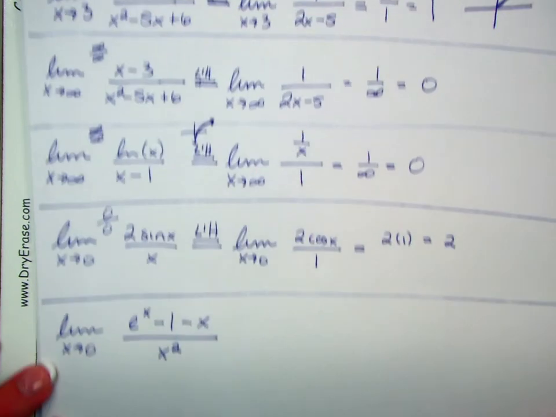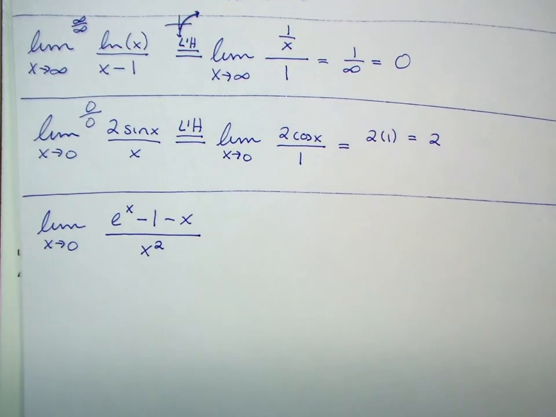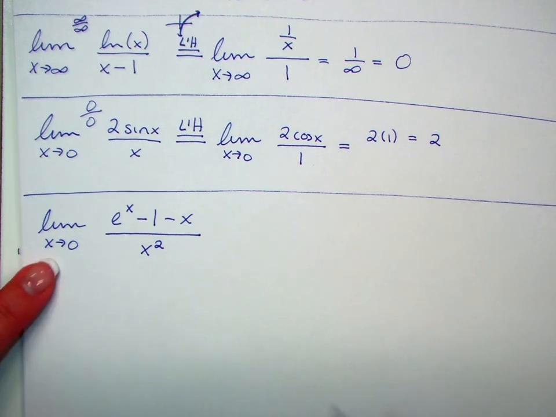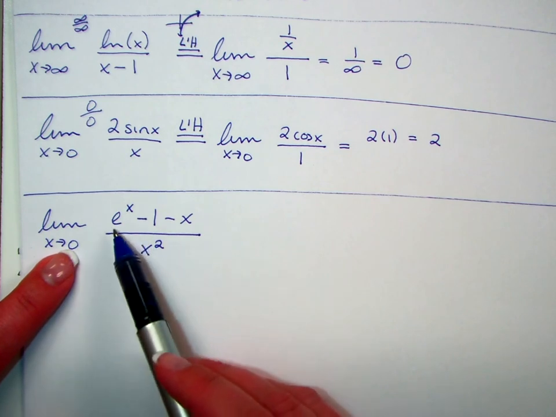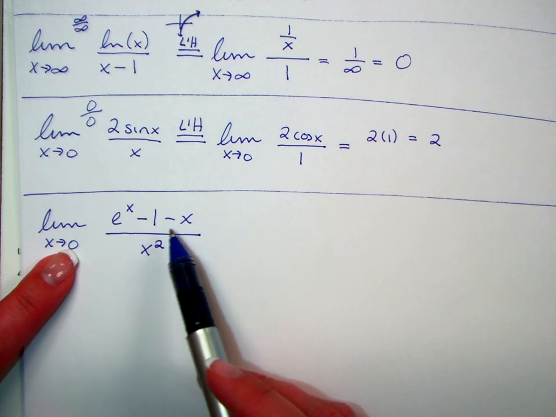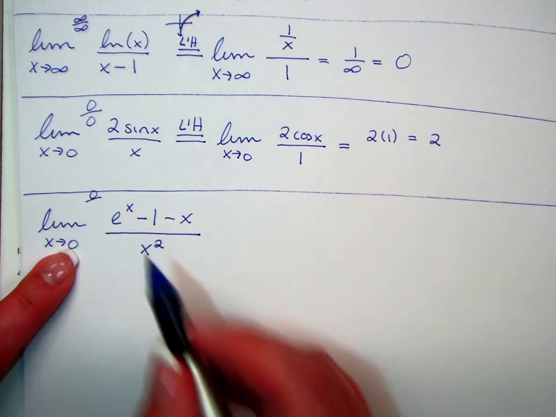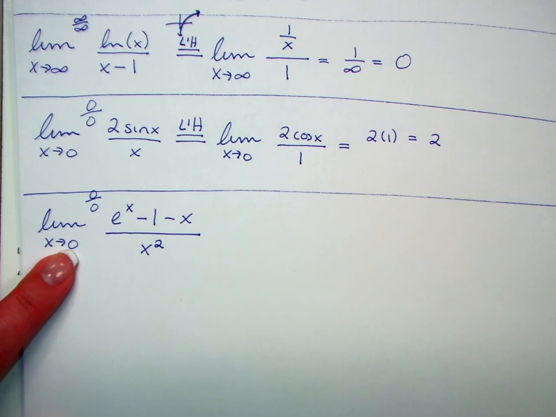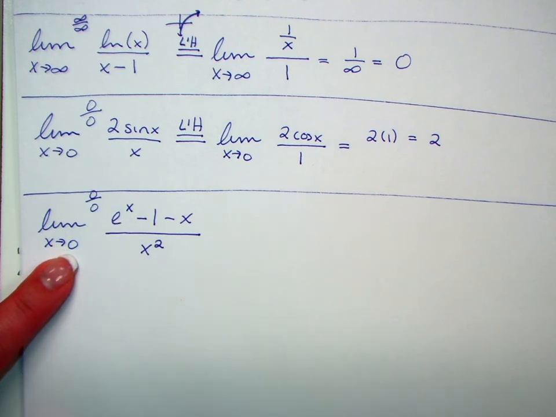All right, so let's look at this one. The limit as x approaches 0 of e to the x minus 1 minus x all over x squared. So what would happen if we evaluated this limit at 0? e to the 0 is 1. 1 minus 1 is 0. 0 minus 0 is 0. The top is 0, and 0 squared on the bottom is 0, obviously. So we do get this indeterminate form 0 over 0.